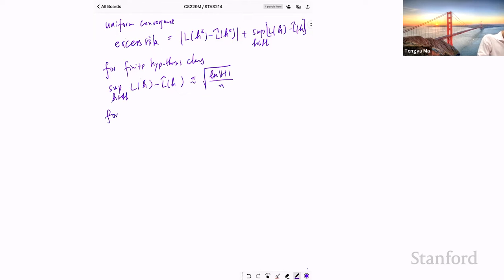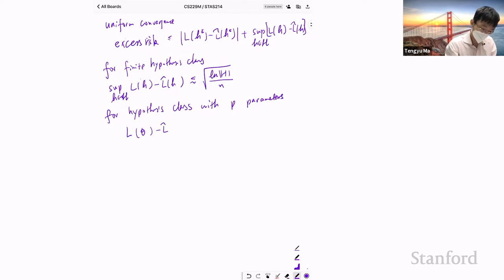And also for a hypothesis class with p parameters, we have something like the sup over theta in capital Theta of L(theta) minus L-hat(theta). This is bounded by something like O-tilde of square root of p over n. This is what we did about two lectures ago.